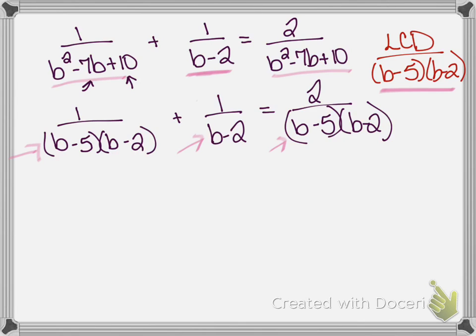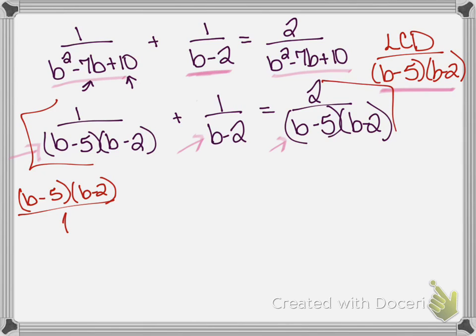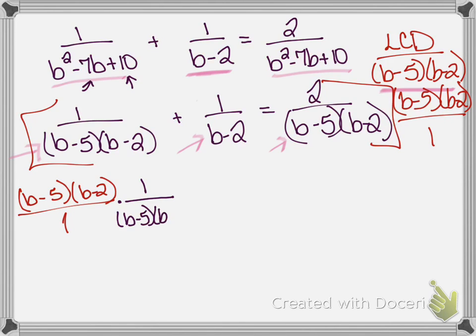So what I'm going to do now is I've got b minus 5 times b minus 2, and I am multiplying that times all of this. So I've got b minus 5 times b minus 2 over 1. And now we're going to see how little I can write because I don't always do a good job of writing small. So I've got b minus 5 over b minus 2. I'm going to multiply that times 1 over b minus 5 times b minus 2.